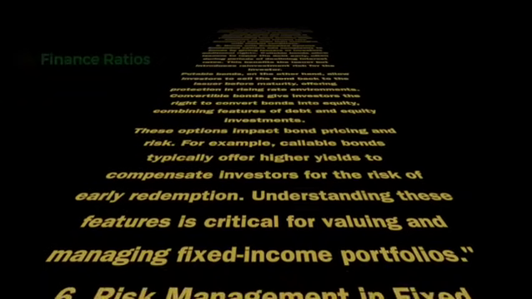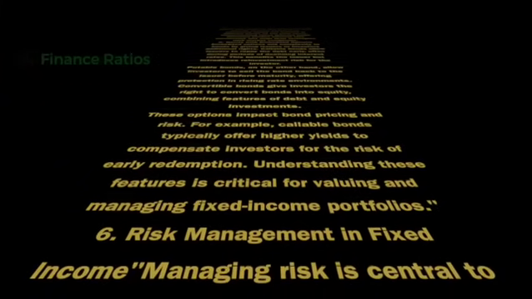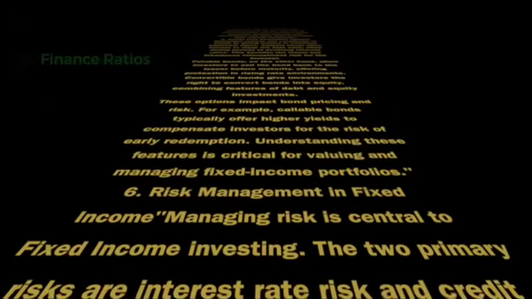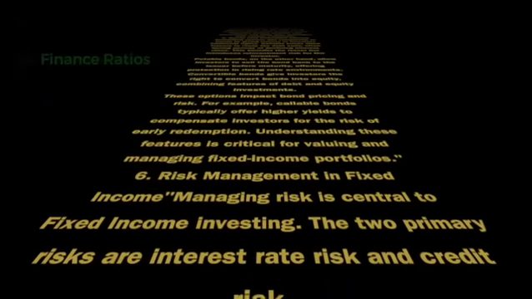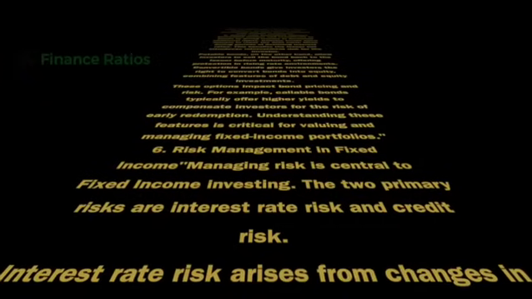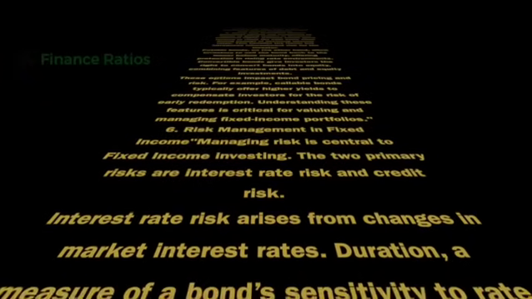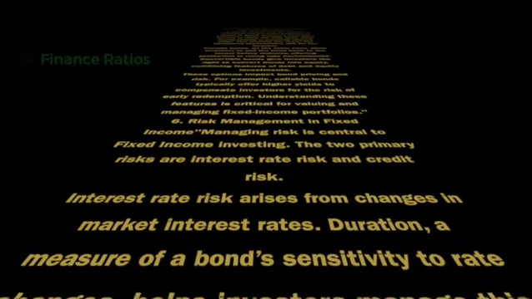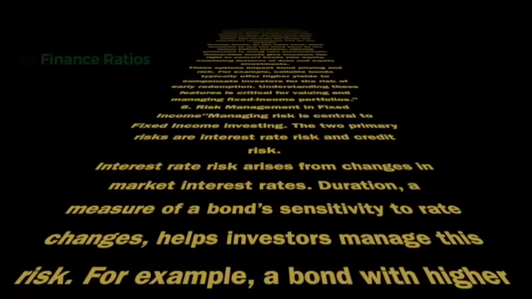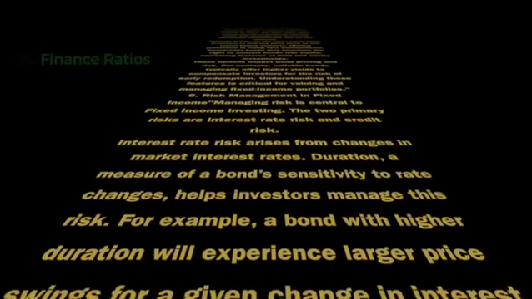6. Risk management in fixed income. Managing risk is central to fixed income investing. The two primary risks are interest rate risk and credit risk. Interest rate risk arises from changes in market interest rates. Duration, a measure of a bond's sensitivity to rate changes, helps investors manage this risk. For example, a bond with higher duration will experience larger price swings for a given change in interest rates.